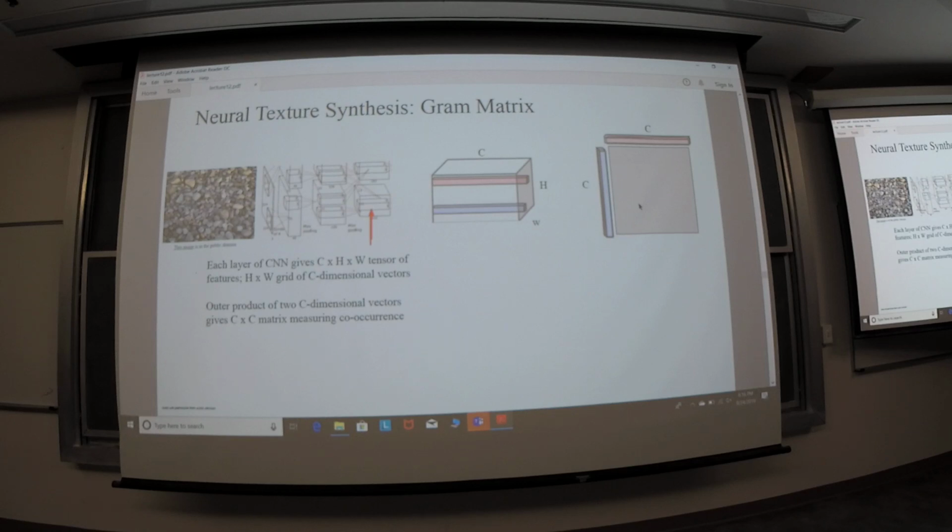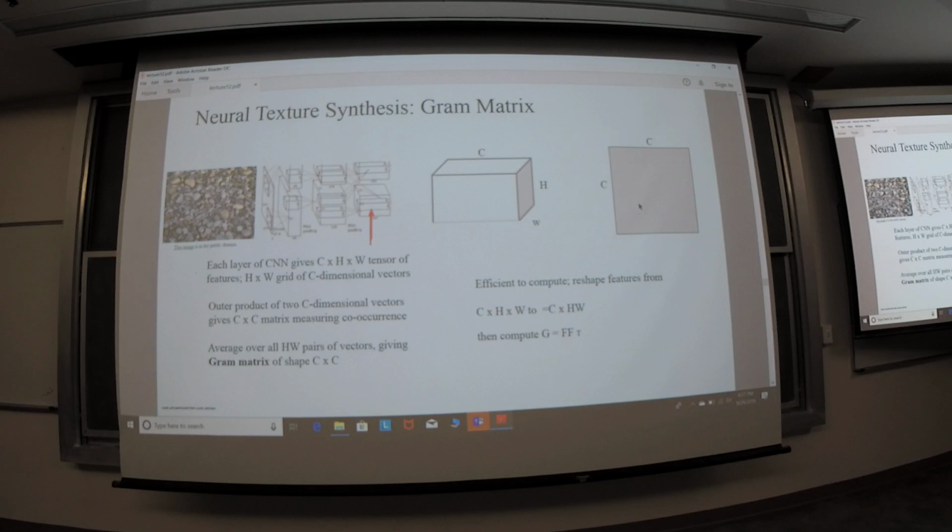And then what we do is that we do this for all possible combinations of H and W, and we sum over all the gram matrices that we get, and we take the average of the gram matrices to generate these textures. And we will get there, how we can generate the texture using these gram matrices. This is also quite efficient to compute.